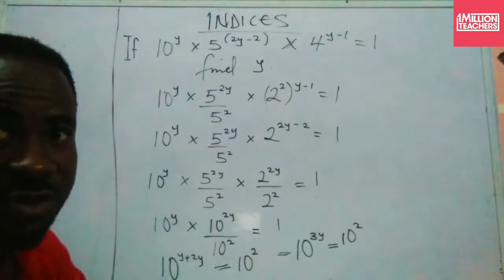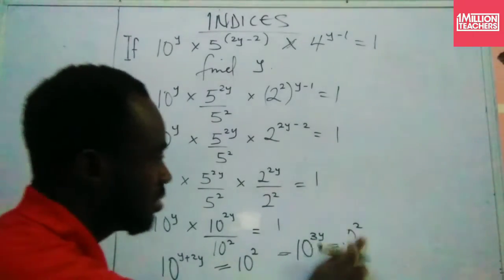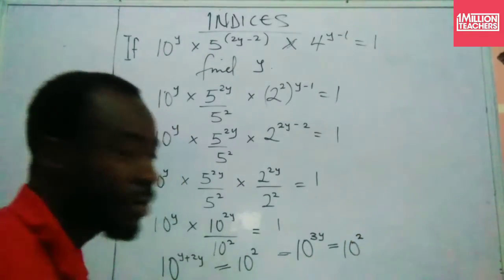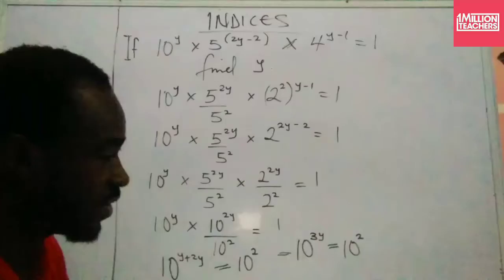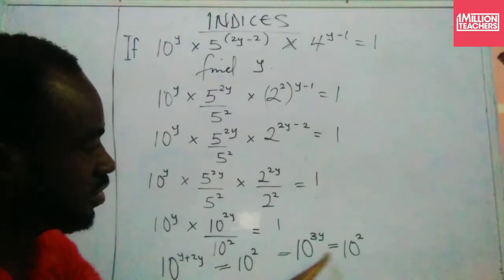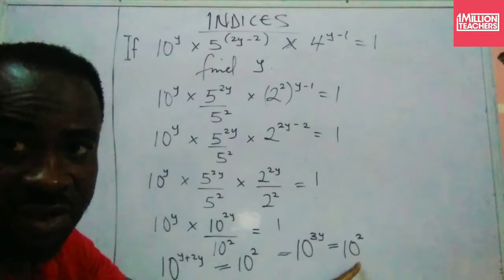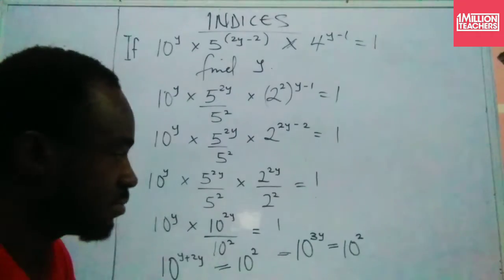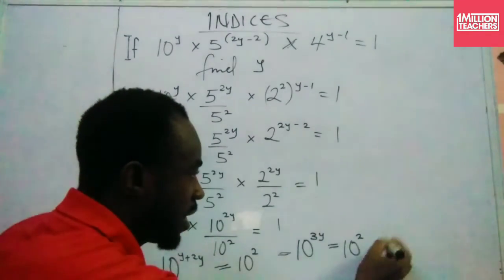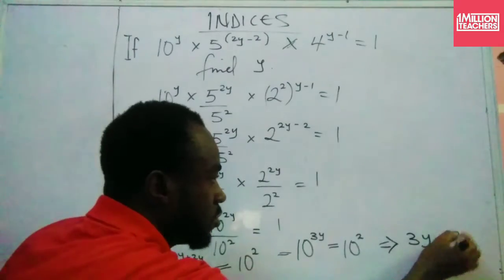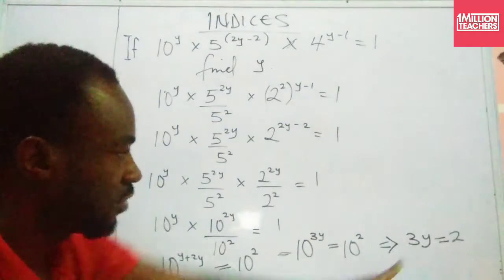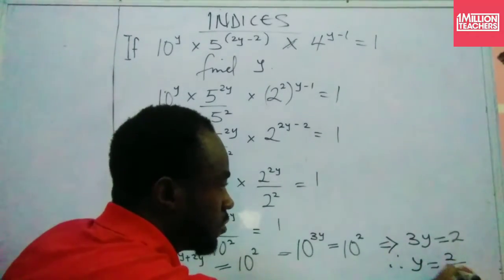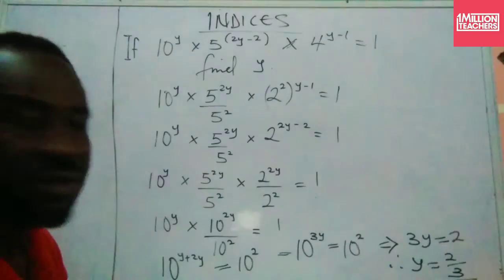And then if you check this, you discover that, so let me write this one properly. 10 raised to the power of 2. So if you check this now, you will discover that the two in the left hand side and the right hand side are the same. So I will have to equate the power by comparison. Okay, so this implies that your 3y is equal to 2. And if your 3y is equal to 2, it therefore means that y is equal to 2 over 3.